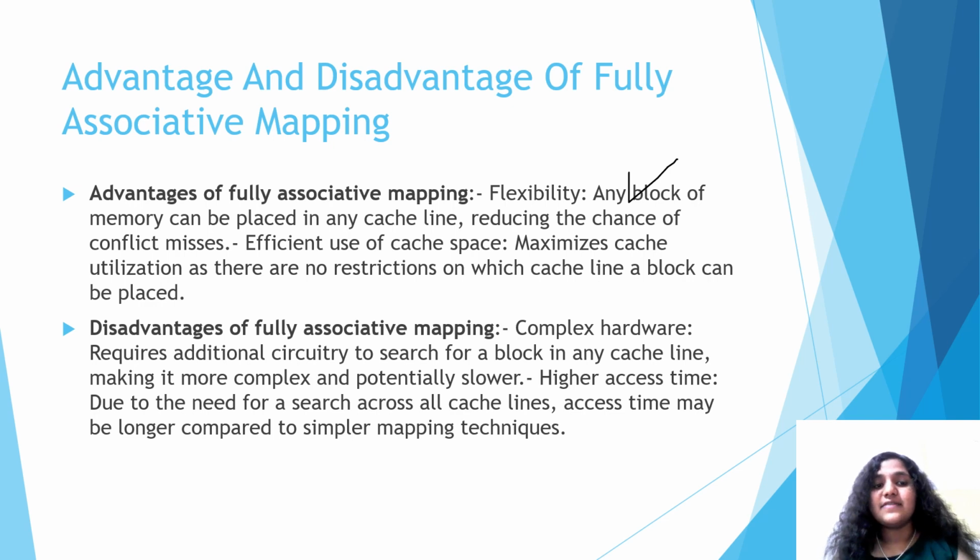The complex hardware requires additional circuitry to search for a block in any cache line, making it more complex and potentially slower, with higher access time due to the need for a search across all cache lines. So the access time may be longer compared to the simple mapping functions. This is the advantage and disadvantage of the fully associative mapping.